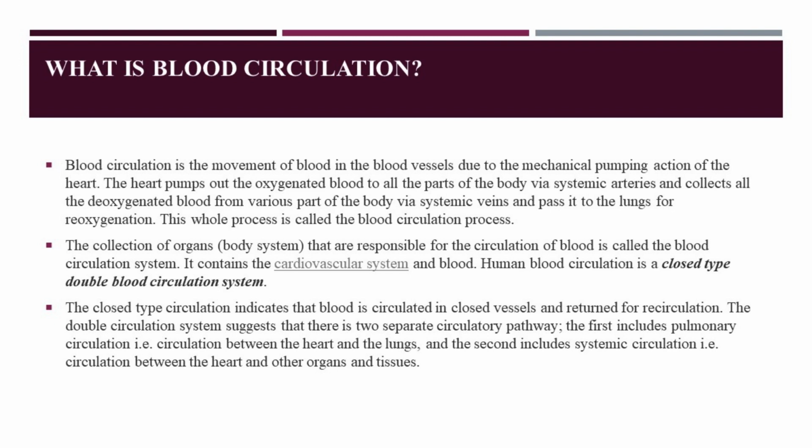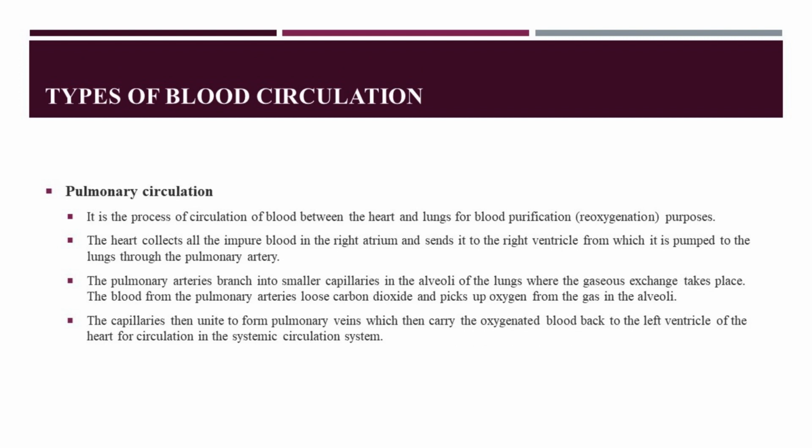The first includes pulmonary circulation, i.e. circulation between the heart and the lungs, and the second includes systemic circulation, i.e. circulation between the heart and other organs and tissues. Types of blood circulation. Broadly, blood circulation in humans can be divided into two types: pulmonary circulation and systemic circulation.